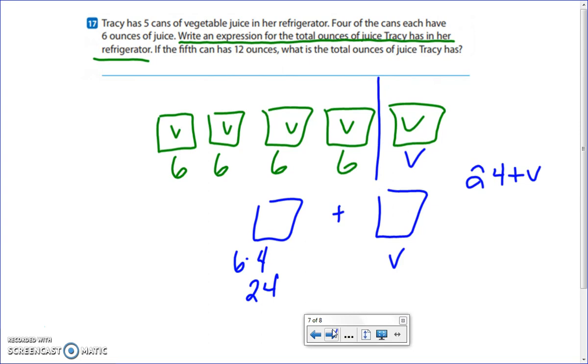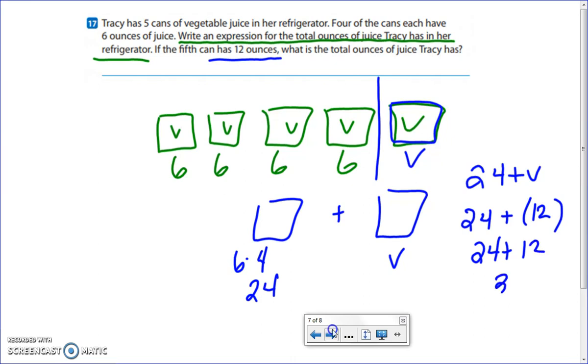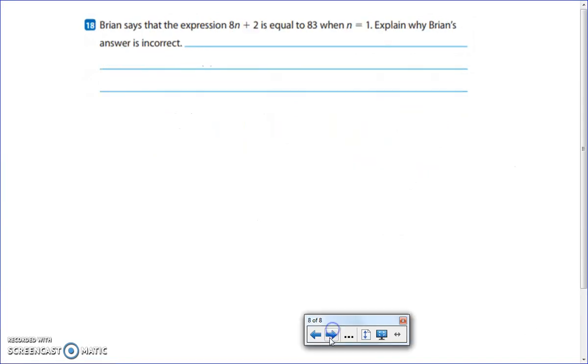If the 5th can has 12 ounces, okay, that's this guy right here. If he is 12, what is the total ounces of juice Tracy has? Well, it would be 24 plus... Remember, when we substitute, we just take out the letter and put in parentheses, 12. Order of operations says do what's in the parentheses, and there are no operations, so now it's okay to take the parentheses away and complete our operations. I think she has 36 ounces of vegetable juice in her fridge. And it looks like that is correct. Looks like they use J instead of V, which is fine. It is an unknown number, so we use a letter called a variable.